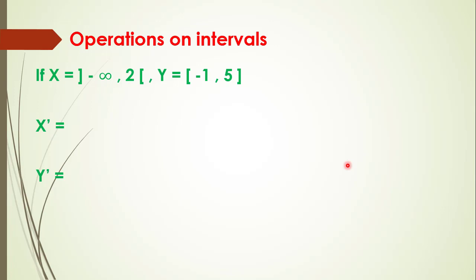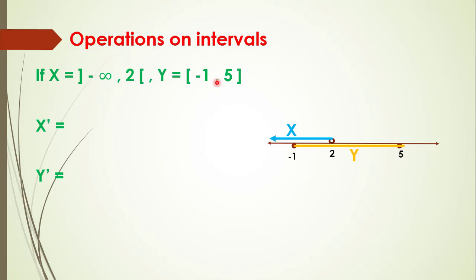Another exercise. Here we have x is the unlimited interval from negative infinity to 2, and y is the interval from negative 1 to 5. So I'll draw. This is the first interval x, and here from negative 1 to 5. So this is interval y. I want x dash and y dash.